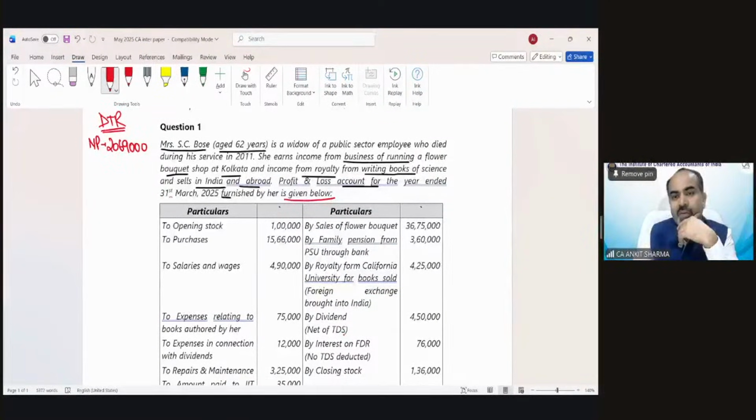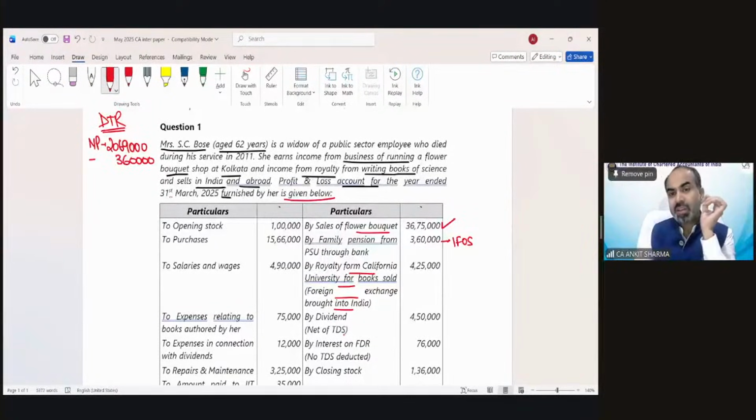Sales of the flower boutique are of course allowed in full as income. The family pension would form part of income from other sources, so we have to reduce it. The family pension is 3,60,000. Royalty from California University for books sold, foreign exchange brought into India.